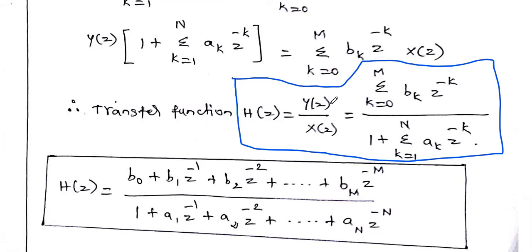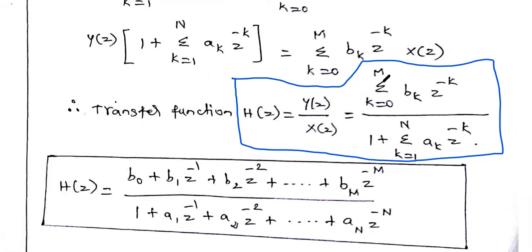So this is the general IIR system transfer function. Just remember this one: summation k equal to 0 to M, b_k Z power minus k in the numerator, divided by 1 plus summation k equal to 1 to N, a_k Z power minus k in the denominator, where the upper limit is capital N. This is the transfer function of a general IIR system.